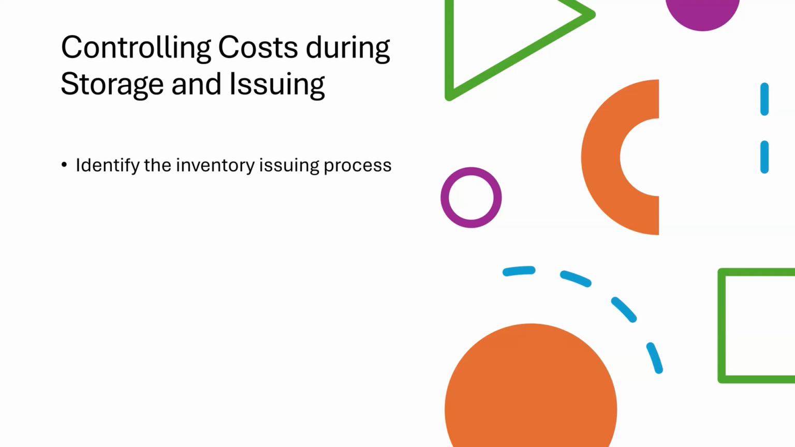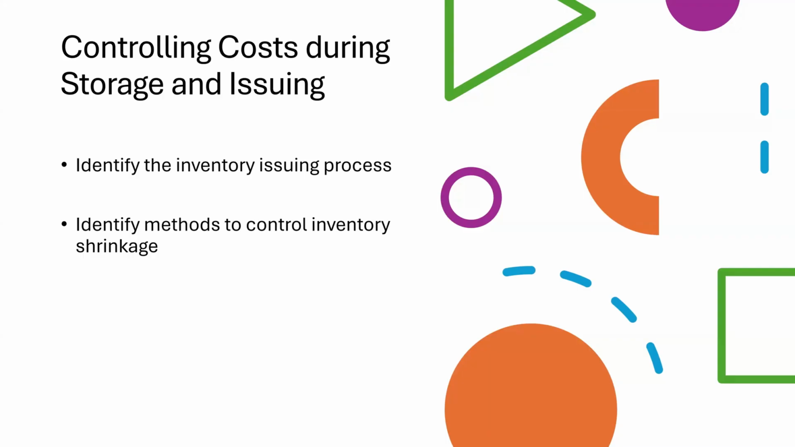I've talked a little bit about this before: inventory is fluid. It's not static. It doesn't stay the same for long. So identify the inventory issuing process, which means how do people come and get stuff out of inventory? Is it a formal process? Is it not a formal process? Is it software based? Is it paper based? Things to think about there.